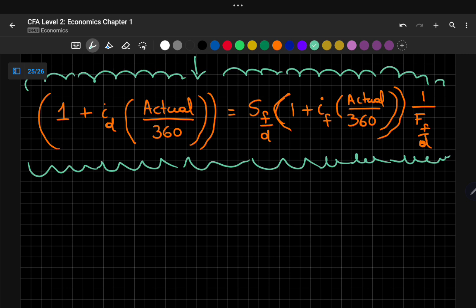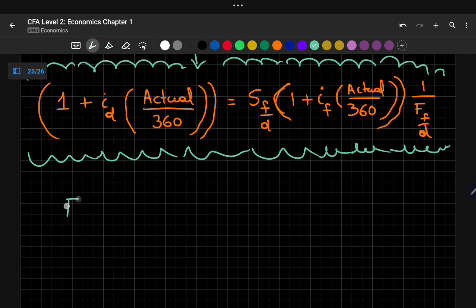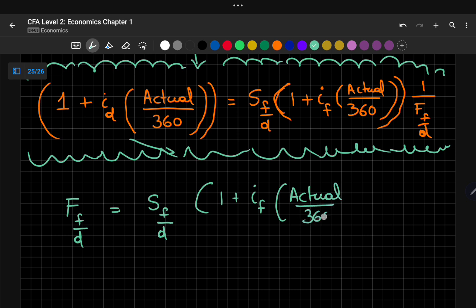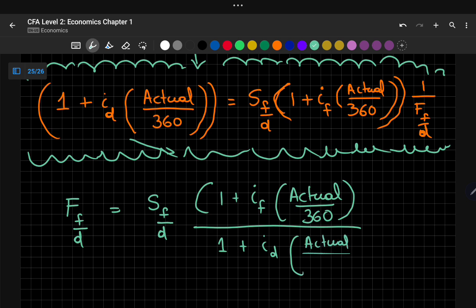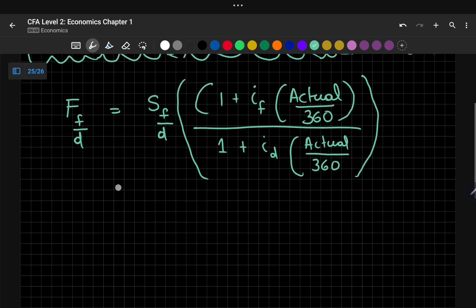Now using this equation, I can take the forward rate to one side. So if I take the forward rate to this side, the forward rate for foreign to domestic investment, or USD to INR investment, will come to be F of FD is equal to the spot rate. This side will go to the denominator. So this would be equal to 1 plus interest rate, actual by 360, and this will go to the denominator, 1 plus actual by 360. So this is the whole equation to calculate the forward price.